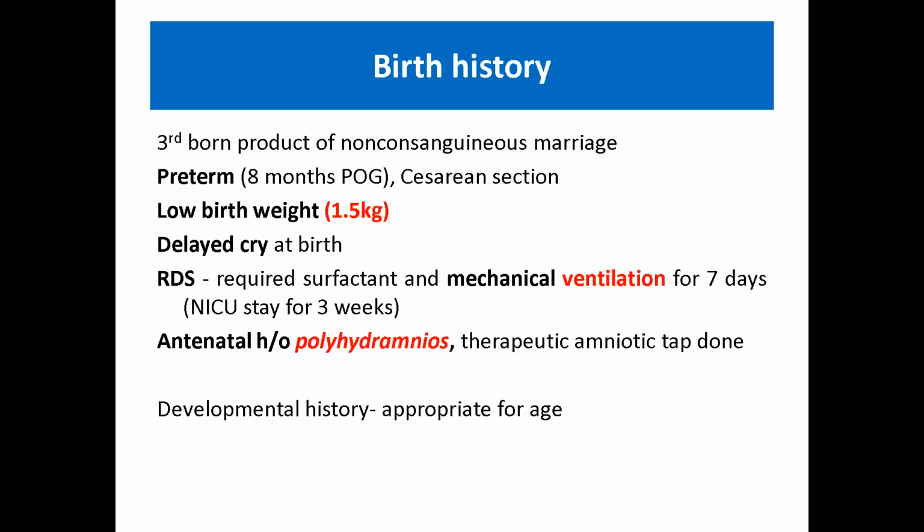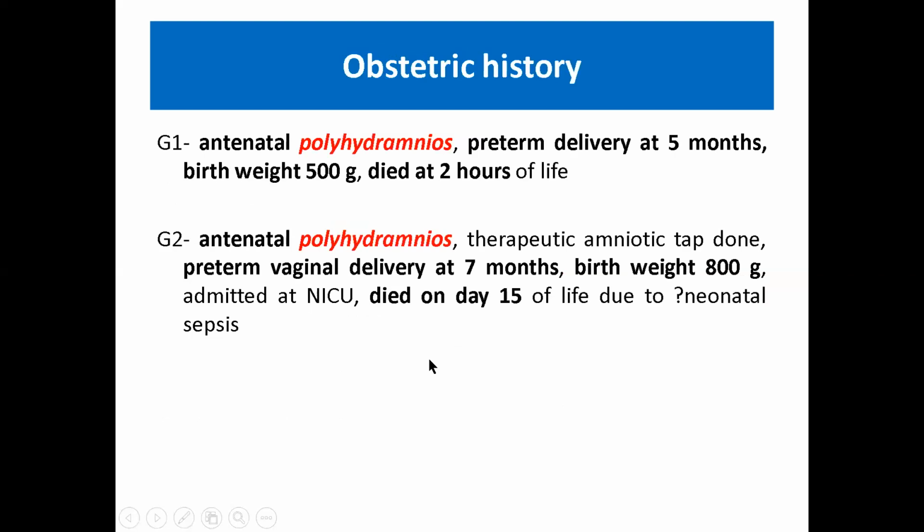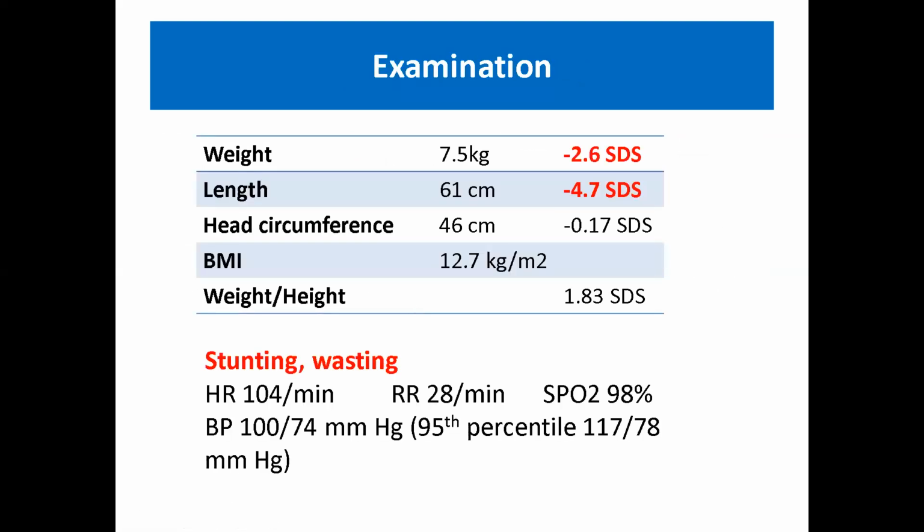In this baby, there was a significant perinatal history, in the sense that he was born preterm with a low birth weight, and there was antenatal history of polyhydramnios. And also in the previous pregnancies, the mother had history of polyhydramnios. However, one was a preterm delivery who died, and another was an almost near term, early term delivery who died. So the history of polyhydramnios was very particular. Now this child at 1.5 years of age had severe stunting and wasting.